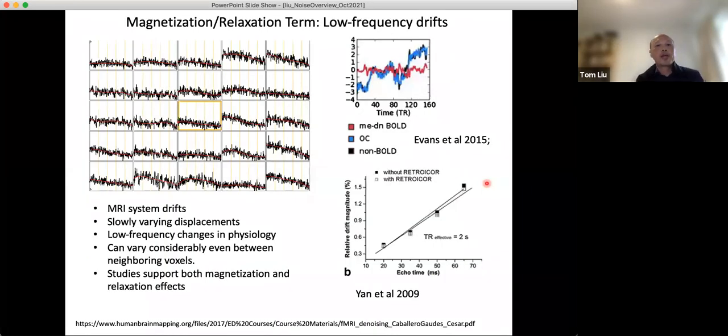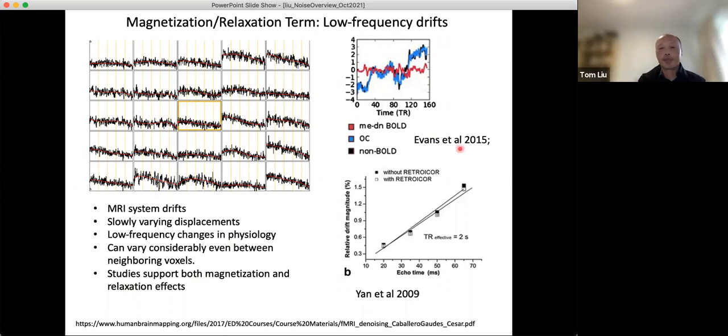Another thing, if you look at fMRI data, anyone who's looked at fMRI data, you notice these drifts, and you're like, what are these? They're all over the place, and they vary greatly from voxel to voxel. There might be patterns, and you can look at these for hours and try to discern patterns, but really, no one knows what they are still. People have different hypotheses, and I think there's still some debate about whether these are magnetization or relaxation effects.